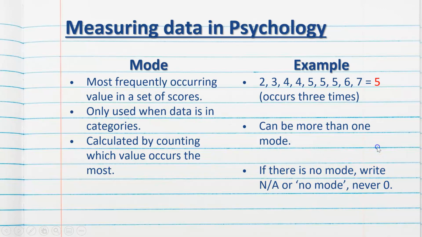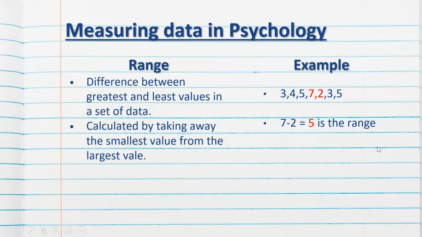Never write 0. And lucky last, it's often very useful to calculate the range of the data. So the range tells us the difference between the greatest and least values in a set of data. So all we have to do is take away the smallest value from the largest value. So it's a simple subtraction sum. So here's our data set, 3, 4, 5, 7, 2, 3, and 5. The largest number is 7 and the smallest value is 2. So 7 take 2 equals 5.